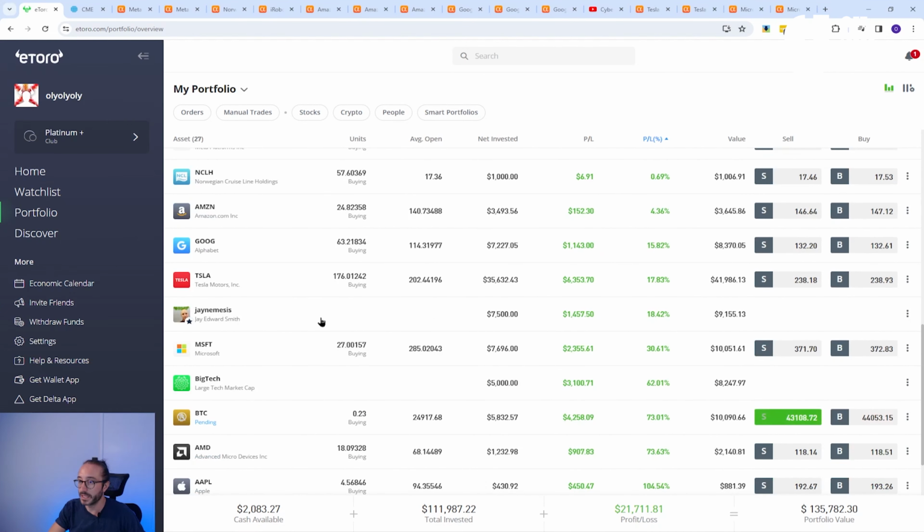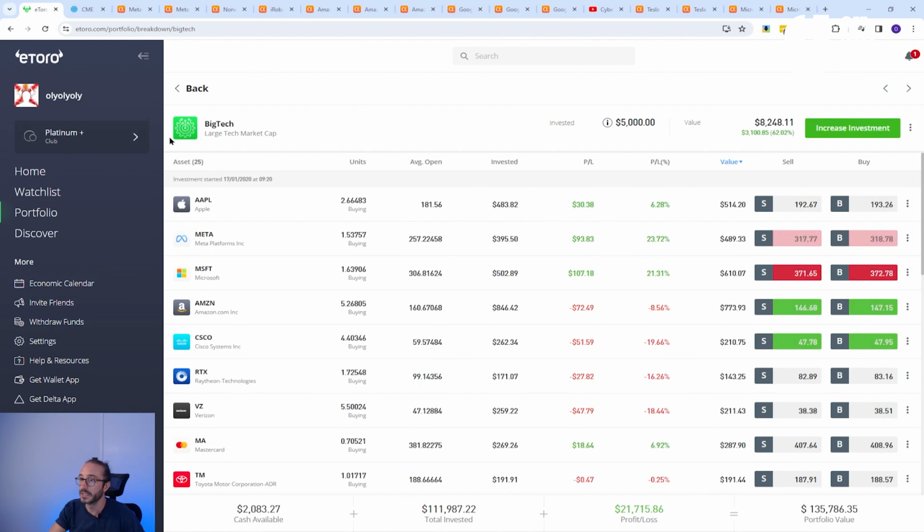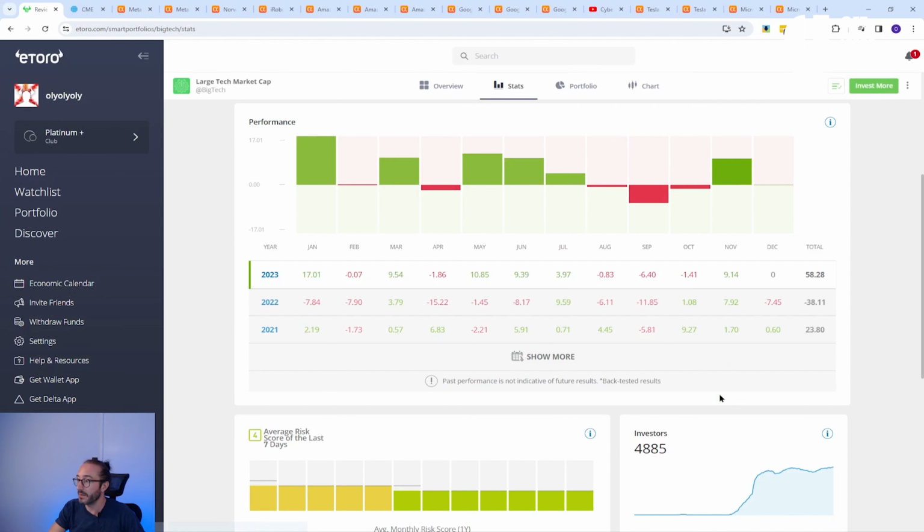Next on my portfolio update is the big tech copy portfolio. This one's up 62%. In November, this had a very good month, up 9.14%, bringing the yearly total up to 58.28%.